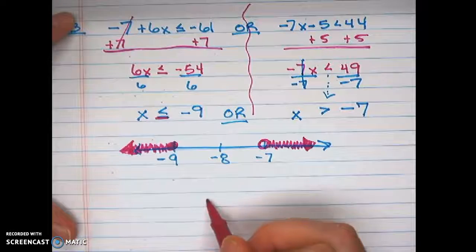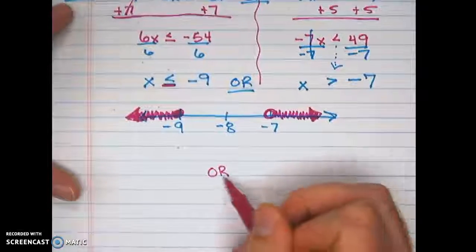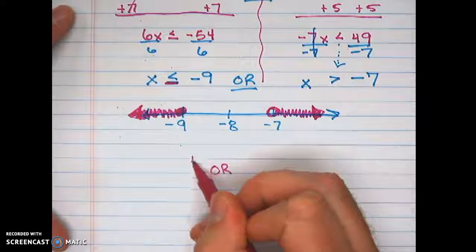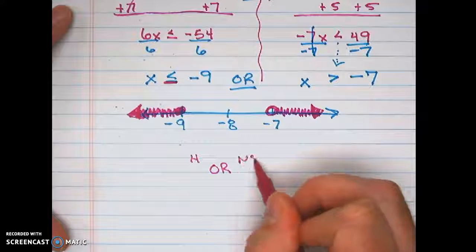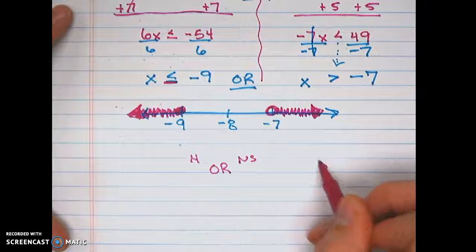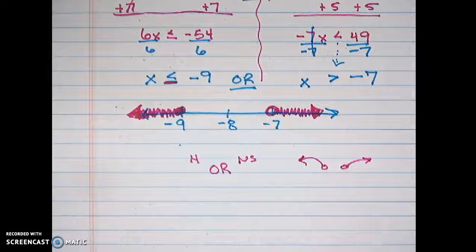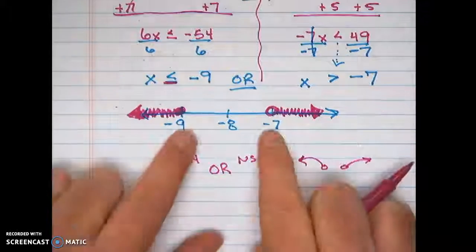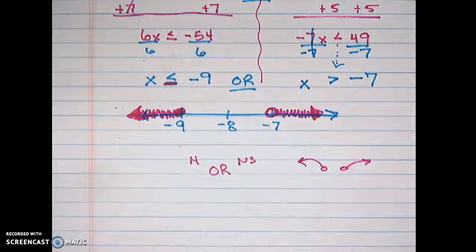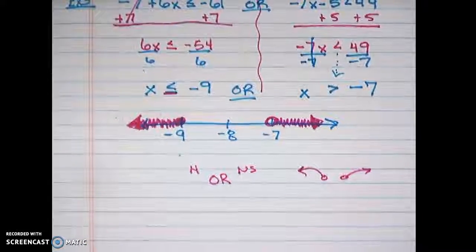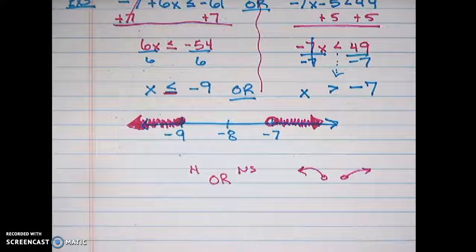Oftentimes I think of the ors, the or statements, as horns. Because the or statements are the ones that go away from each other. And so they kind of look like horns coming off. The other ones are the ones that go in between each other. So that's how you would graph those. And that's it.